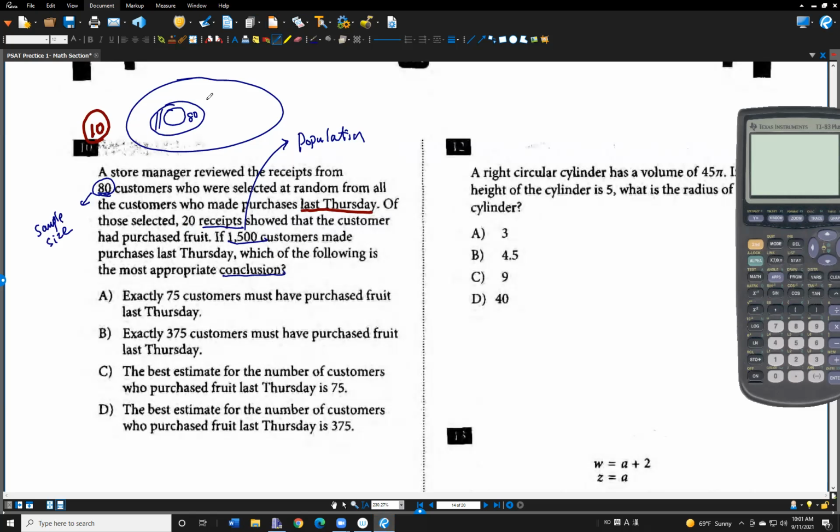Out of this 80, only 20 purchased the fruit, okay? This is the sample size over here. So how much is 20 out of 80? That's the fraction, right? So one customer out of 4 purchased the fruit. That's it. This is what we call probability.